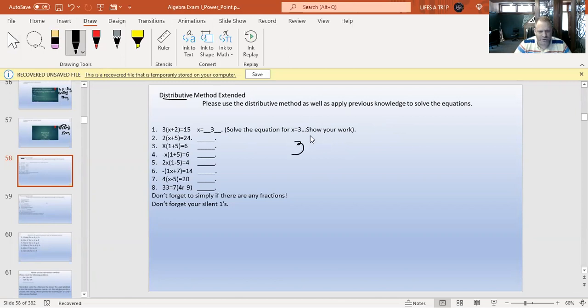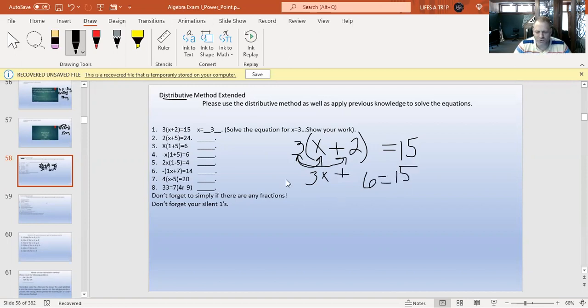So let's do 3 times x plus 2 equals 15. And remember, guys, two objects next to each other are a times. Don't let the parentheses fool you. Okay, so 3 times x is 3x, plus 3 times positive 2 is positive 6, equals 15. All right, so now, does this look familiar to you from the other videos when we first started? Yes. So let's do our cancellation method there.